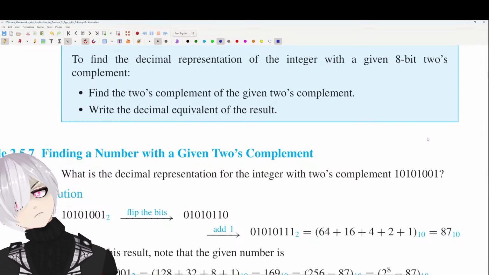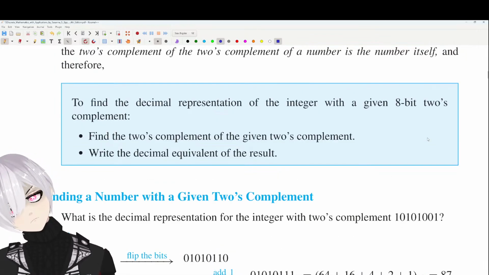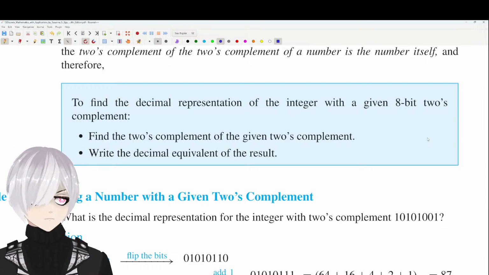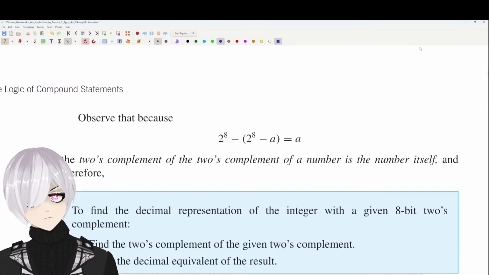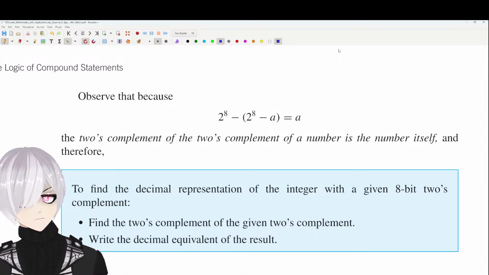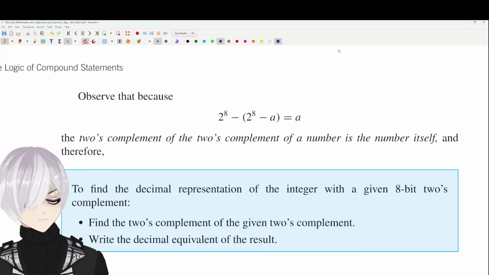So observe that 2 to the 8th minus (2 to the 8th minus a) equals a. So the 2's complement of the 2's complement of a number is the number itself. And that's because 2 to the 8th minus (2 to the 8th minus a) is 2 to the 8th minus 2 to the 8th, plus a. So you have 2 to the 8th minus 2 to the 8th is 0, plus a is a.